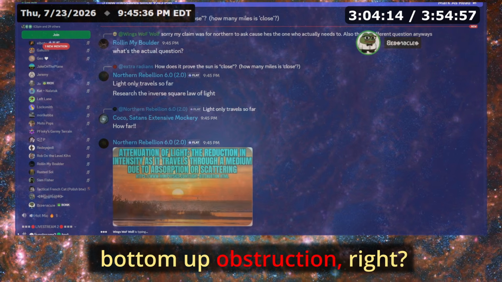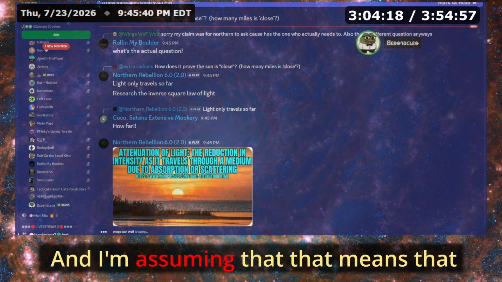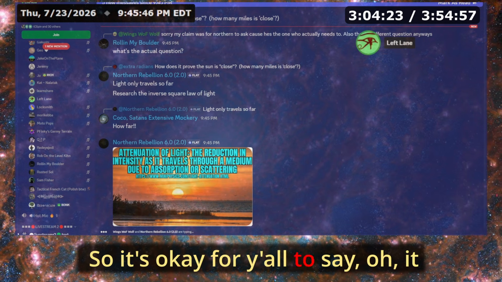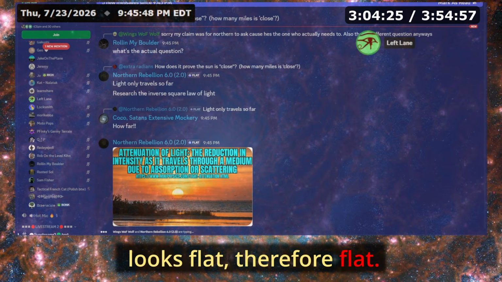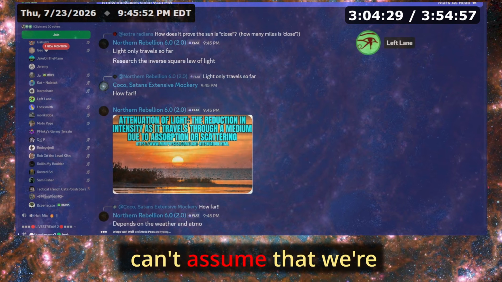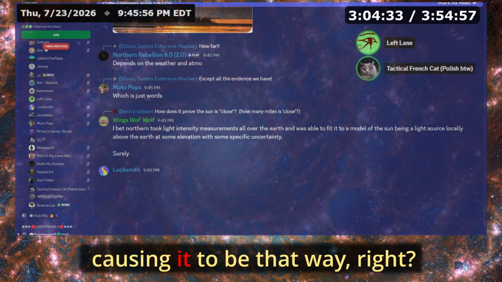But he's saying that you guys are just assuming that, because it looks like basically bottom-up obstruction, like with a ship going over the horizon, that it's being blocked by the ground. So it's okay for y'all to say, oh, it looks flat, therefore flat, but it's not okay to say curved at altitude, then we can't assume that we're seeing what we're seeing? Has to be something causing it to be that way, right?